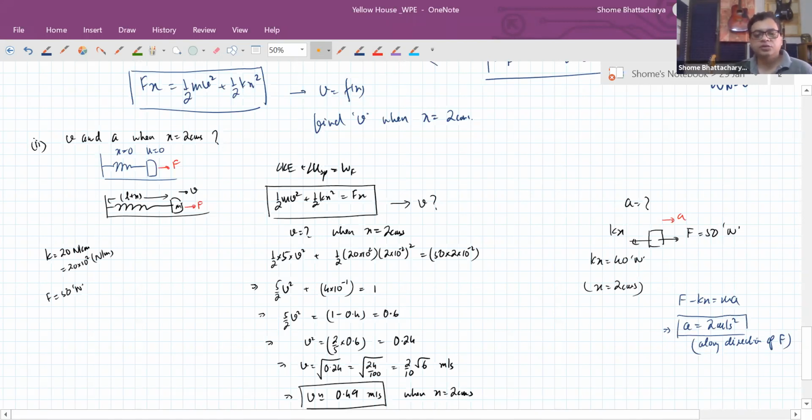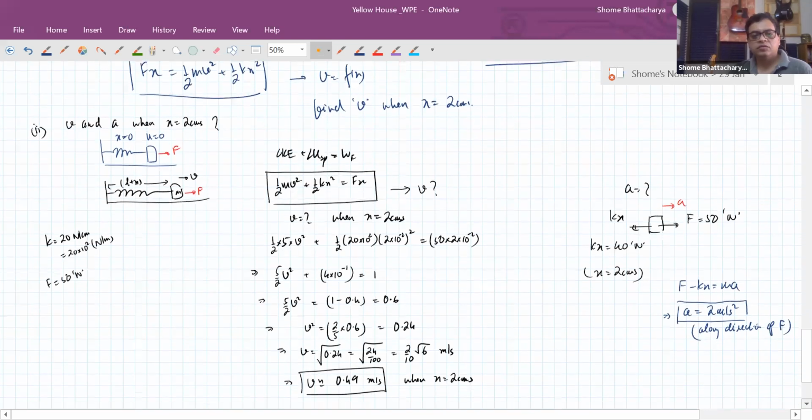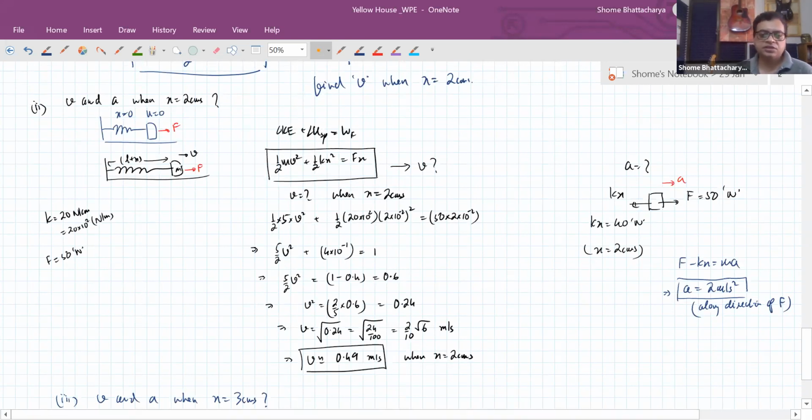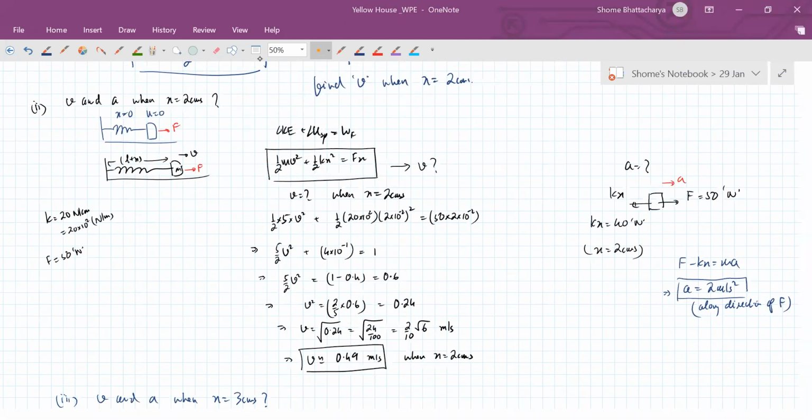Okay. Now you have to repeat this whole thing in the next part for x equal to 4 centimeters. Sorry, 3 centimeters. B and A when x is equal to 3 centimeters. So there's a particular reason I've selected the 3 centimeters. We'll discuss about that in the end. So just work this out now. Note this down and repeat this calculation for x equal to 3 centimeters.